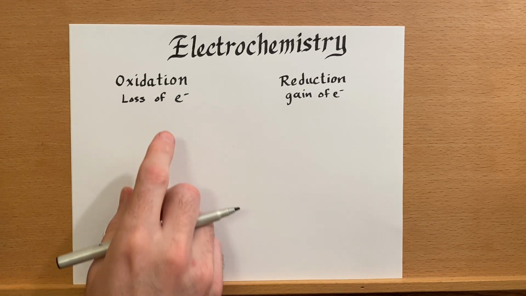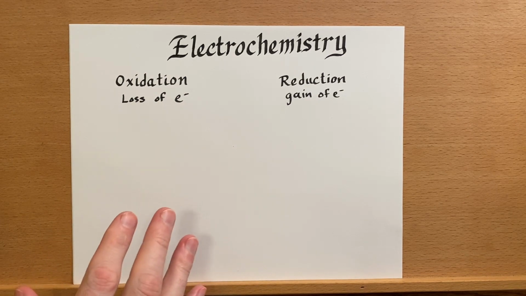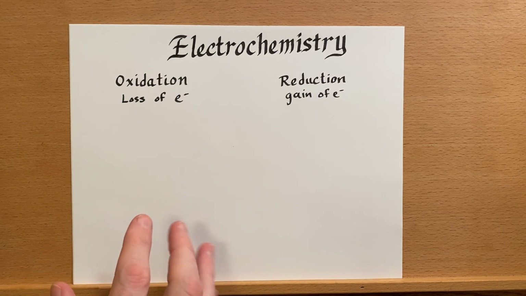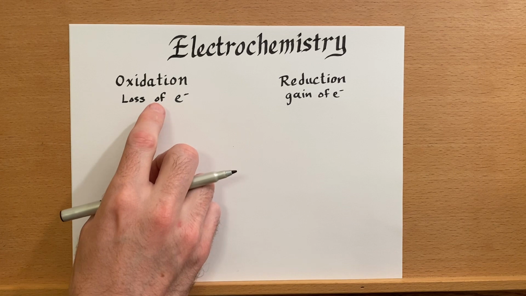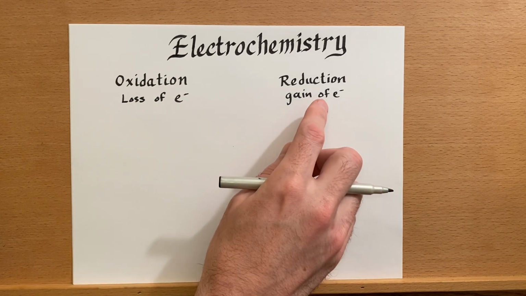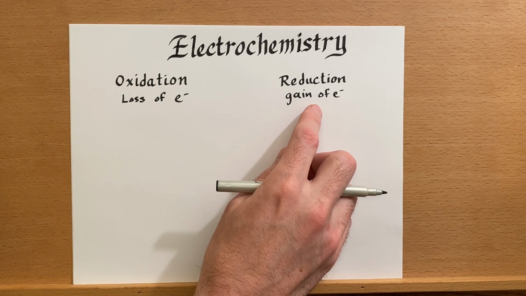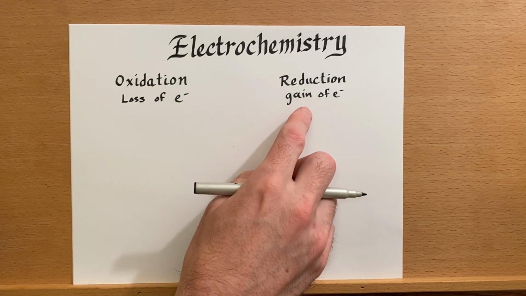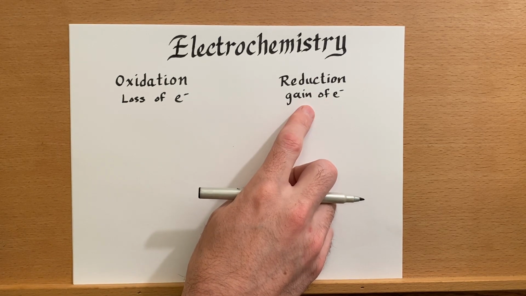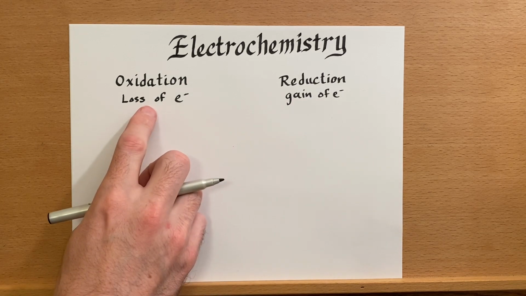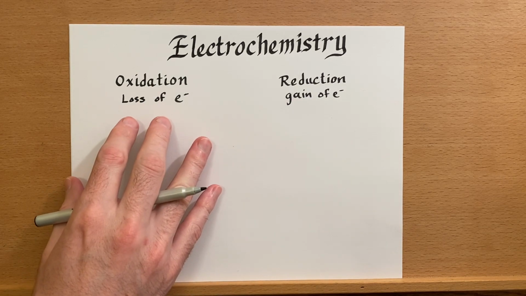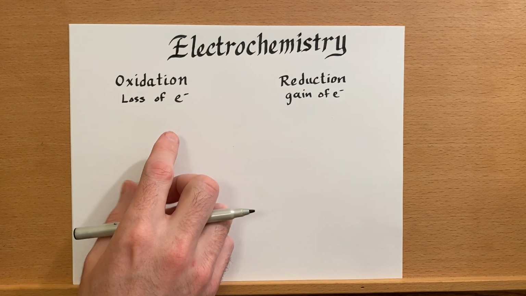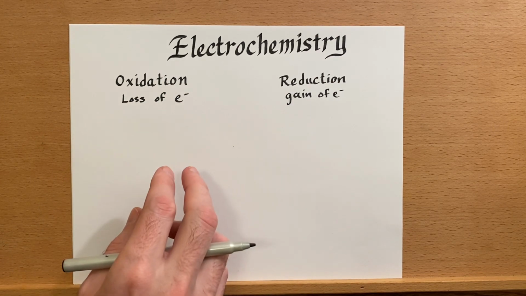Now, since any of these reactions are not destroying electrons or creating electrons, whenever we have oxidation, we will have to have an equal amount of reduction somewhere in our reaction. Same thing with reduction. We cannot have reduction without something somewhere being oxidized. These go hand in hand with each other. They're equal and they're opposite of each other.